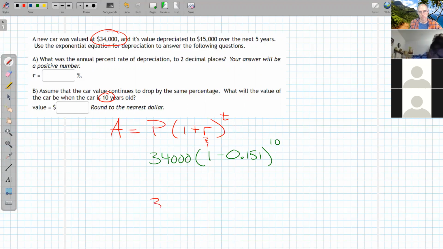Brenda's, for example, would have been 30,000 times 1 minus 0.1673, to the power of however many years they said. Did they say 10 years on yours also?